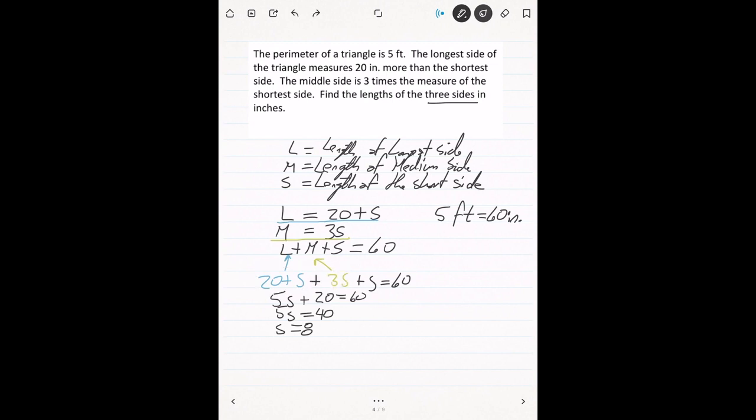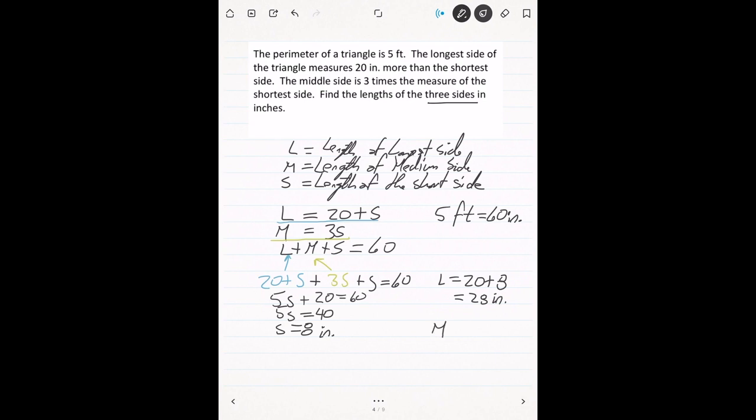When I combine the like terms of the S's, I got 3S plus S is 5S, plus 20 is equal to 60. When I subtracted 20 from both sides, I got 5S is equal to 40, so S is equal to 8. And I should say here 8 inches. Now, let's go ahead and try to find the other quantities. If the shortest side is 8 inches, then the longest side is 20 more than that, so it's going to be 28 inches.